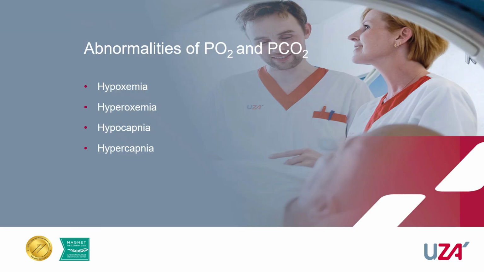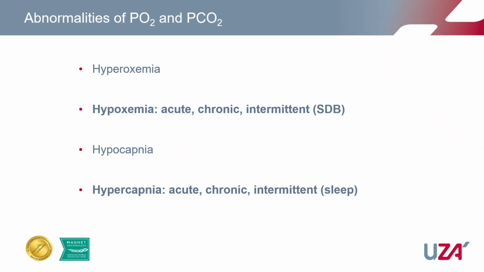Next, I will show you the abnormalities of the oxygen and carbon dioxide tension with a focus on hypoxemia and hypercapnia. Both hypoxemia and hypercapnia may develop acutely, chronically, and intermittently, for instance, during sleep-disordered breathing, as in sleep apnea, and during nocturnal hypoventilation, as in patients with neuromuscular diseases.